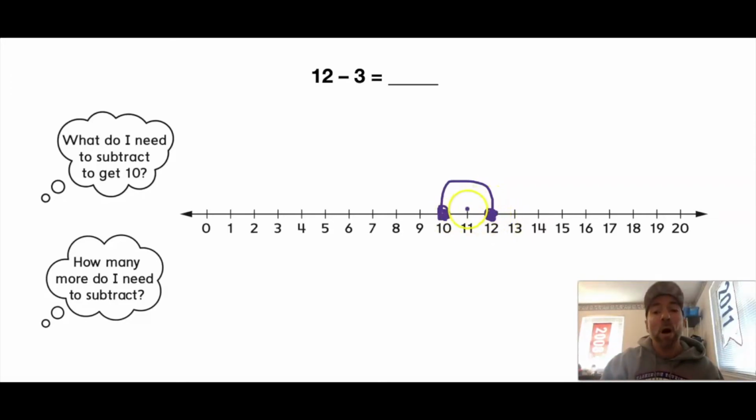Well, we went 1, 2. We subtracted 2. Now that's great, but my problem isn't 12 minus 2. My problem is 12 minus 3. I've already counted back 2. I need to count back 1 more to make it a minus 3. So when I count back 1 more, where do we land? We landed on the 9. 12 minus 3 equals 9. I'm 2 away from 10, and I'm 1 below 10, which gives us 9. Let's clear and let's try another one.